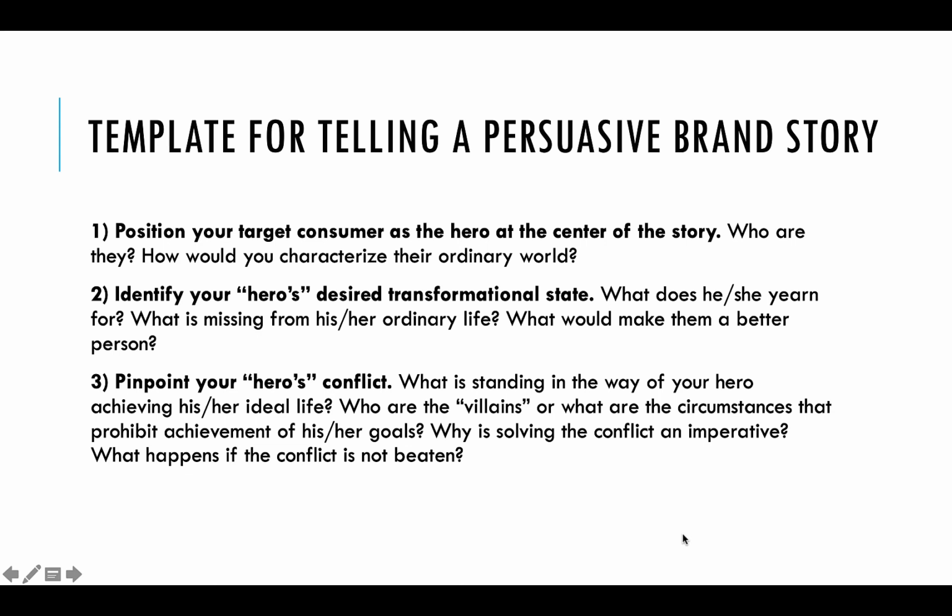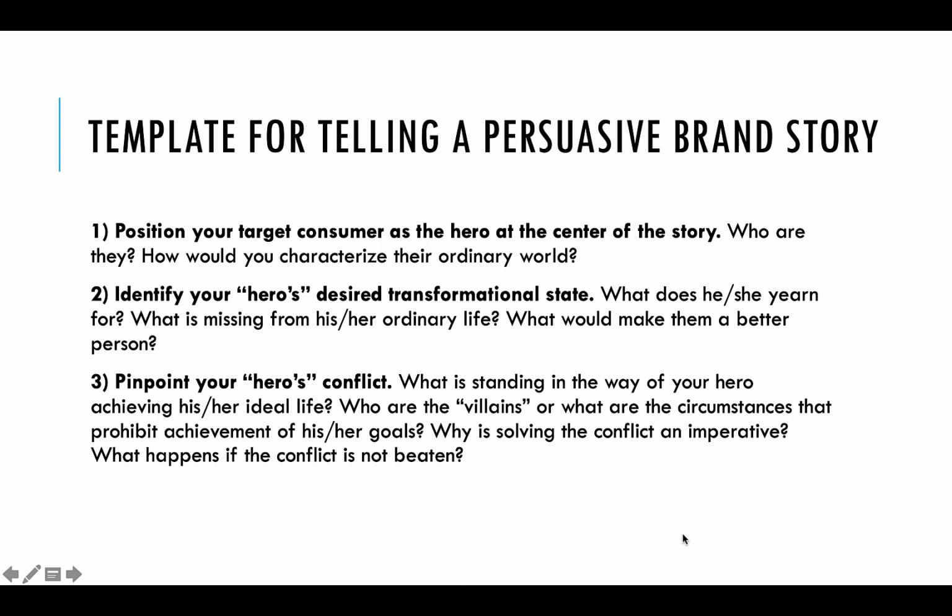What is the thing that's holding them back from this transformational state? Is it something environmental? Is it that a consumer doesn't have enough time? Is it another person? Is someone having challenges with a coworker? Who is the villain, and what are the circumstances that prohibit the achievement of his or her goals?